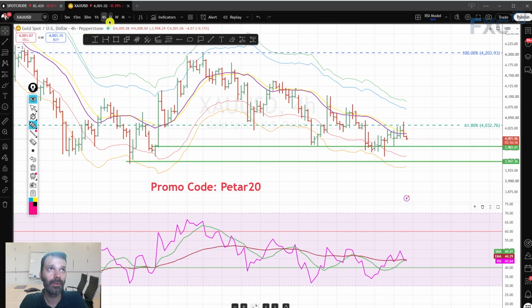We have a 4-hour time frame here and we can see that the market did trade. We have basically a rally off the 3,960 that we had on Friday. The market did correct again to the middle of the bands, and still we are in the downside cycle, short, mid, and long term.